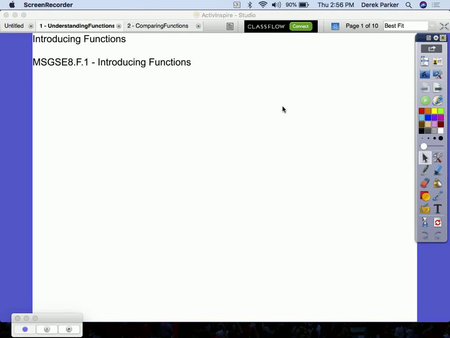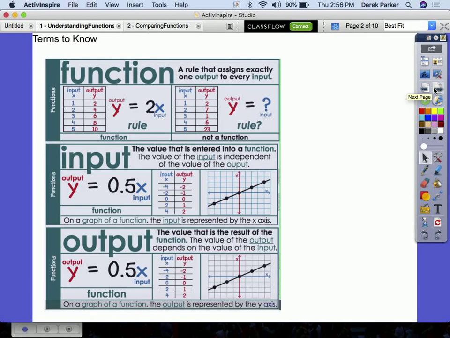In this standard F1, you're going to be introduced to what a function is. A function is a rule that assigns exactly one output to every input. An input is the value that is entered into a function, which is your x value. The output is the value that is the result of the function. The value of the output, the dependent, the y value, depends on the value of the input.